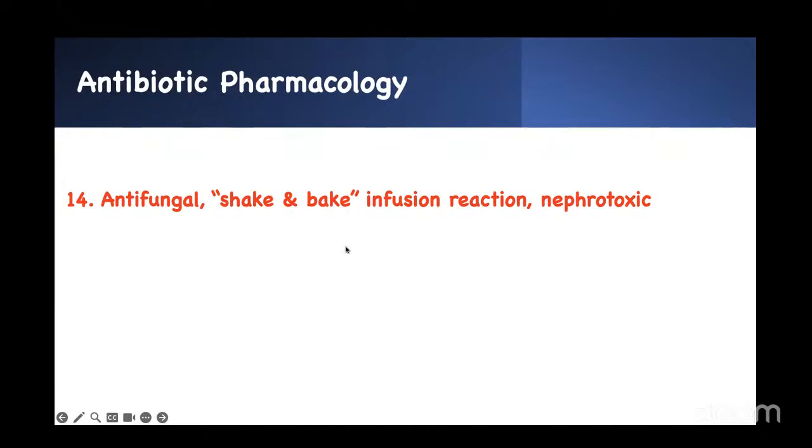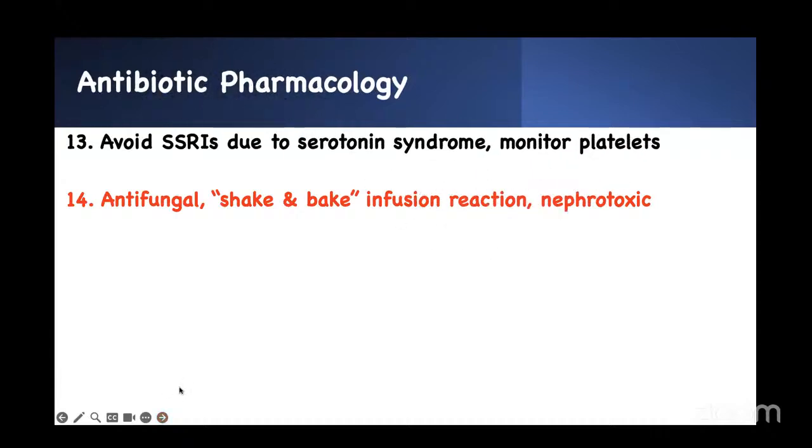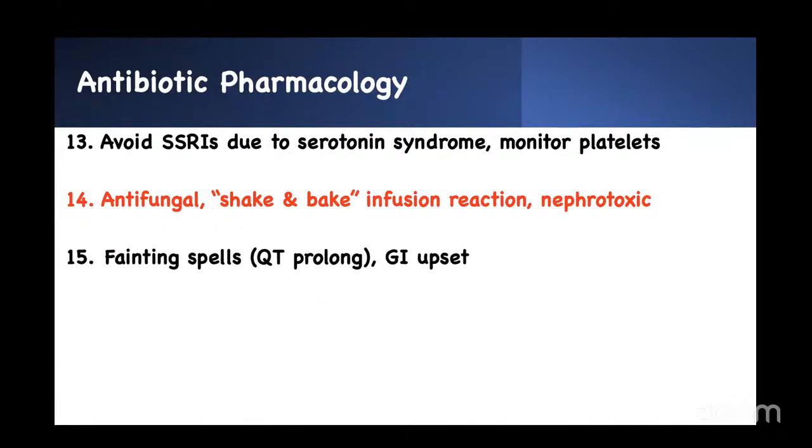Because of that, you cannot transfuse blood at the same time when you're giving it to the patient. This is one of the things. These medications, well, you should avoid SSRI. Otherwise, you get serotonin syndrome, and you should monitor their platelets. These antibiotics, it causes what? Fainting spells. That means QT prolongation. That should give you a clue that it is a macrolide, right? So pick a macrolide.